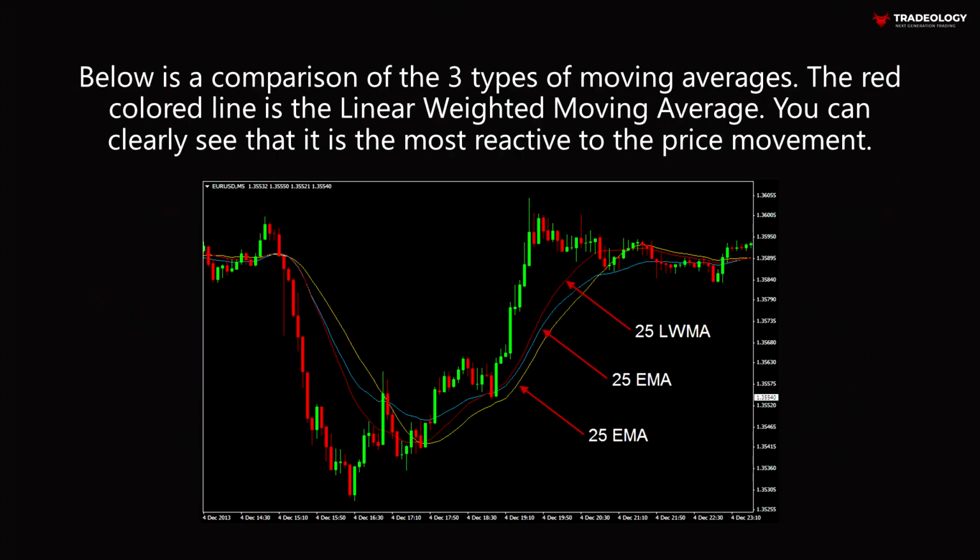Now, you don't have to worry too much about that, as long as you understand that. Below is a comparison of the three types of moving averages. The red-colored line is the linear weighted moving average. You can clearly see that it is the most reactive to the price movement.